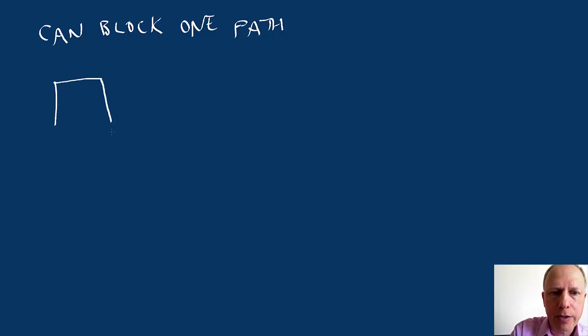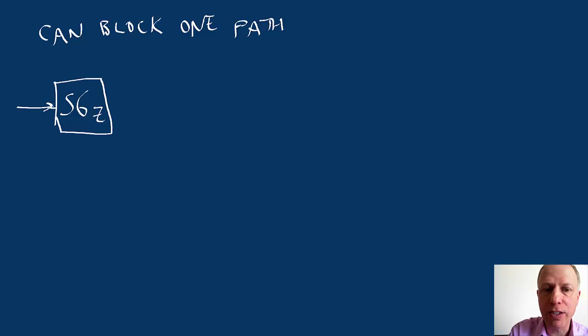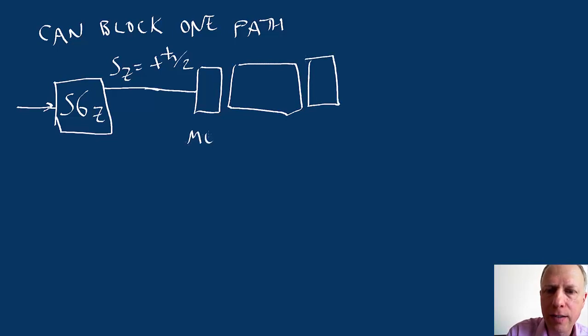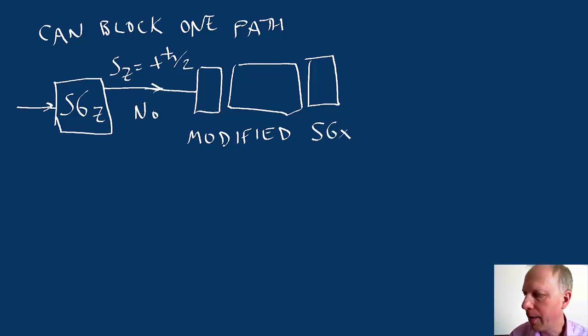So let me make a quick sketch showing what that would look like. Here comes a beam into an SGZ device. I take the Sz equals plus h bar over 2 output and send those guys into a modified SGX device. Let's say there are N0 particles coming in.